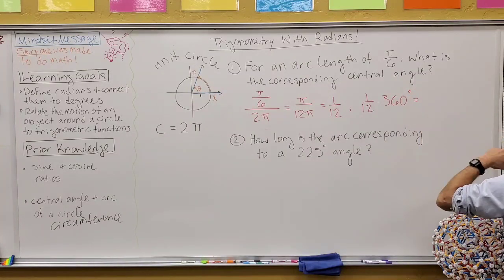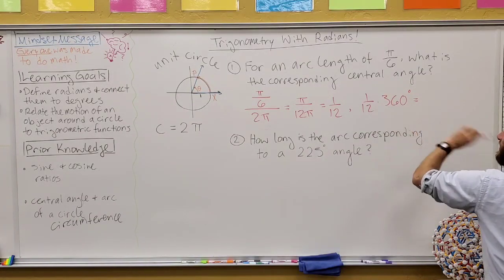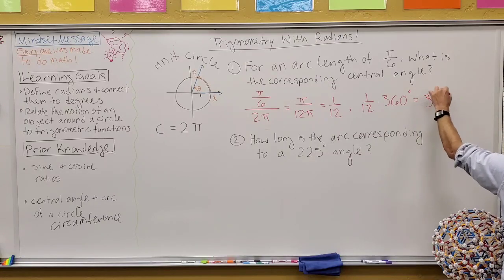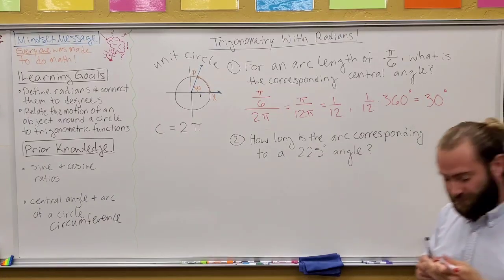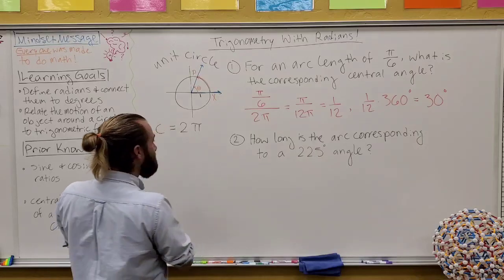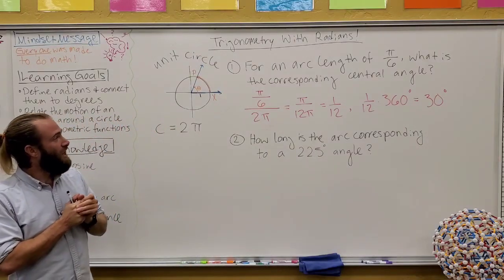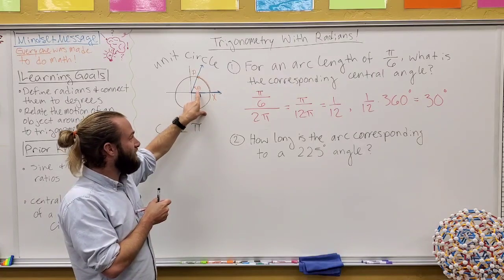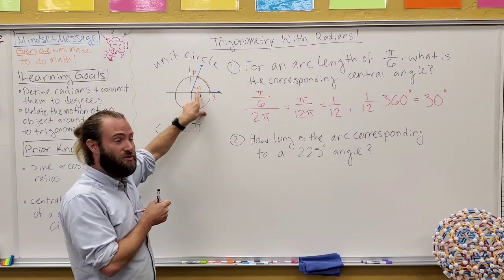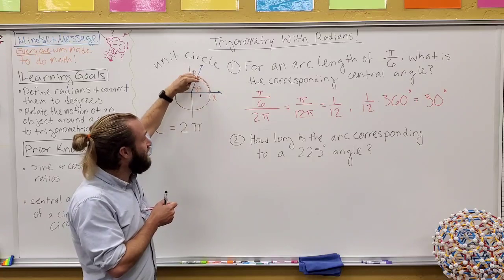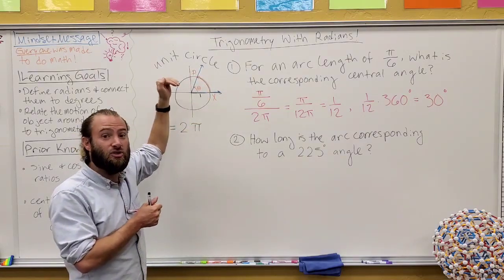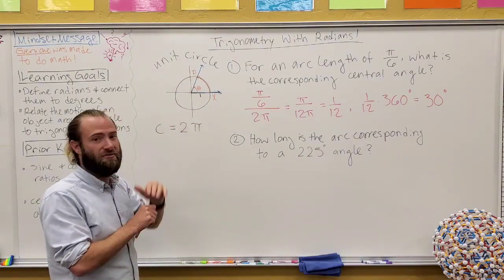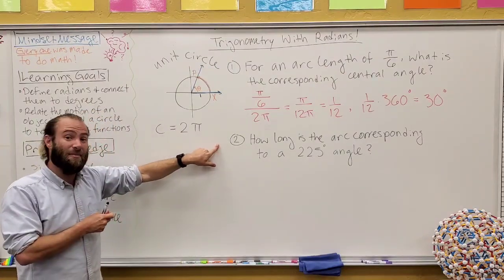And a 12th of 360 degrees, let's see, 36 divided by 12 is 3, so this is going to be 30 degrees. All right? So, what we've done is looked at the correlation between this angle here, in this case 30 degrees, was equivalent to traveling pi/6 units around the circumference of that circle. Go ahead and take a stab at number 2 now.